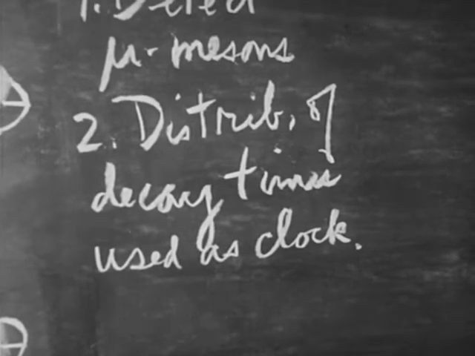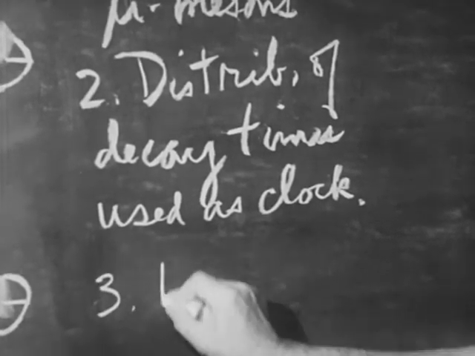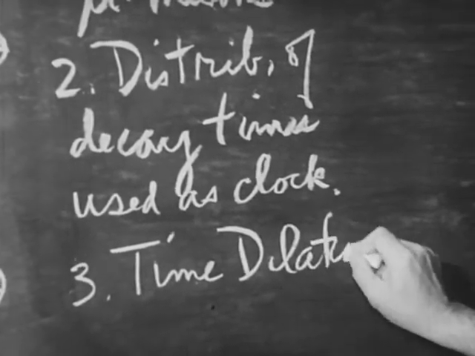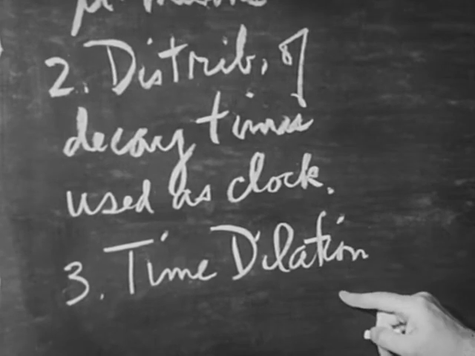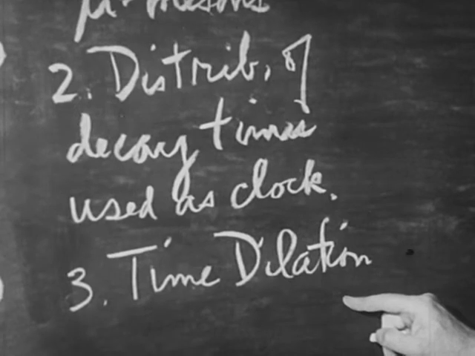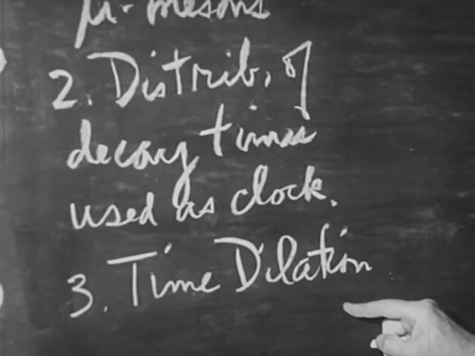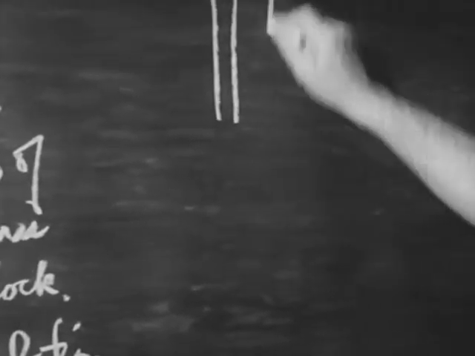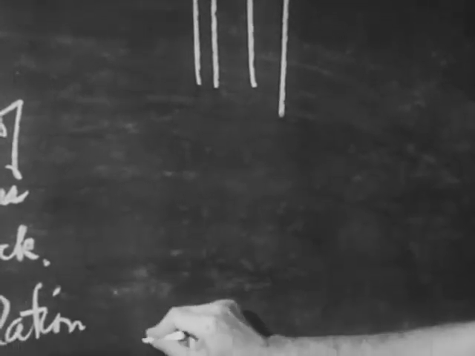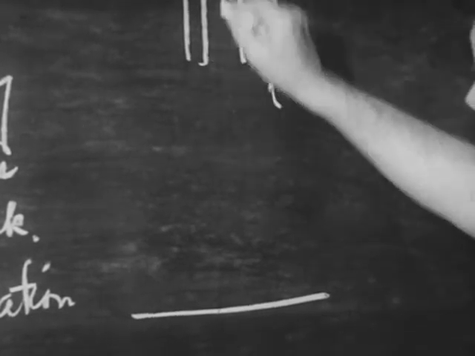Finally, we'll use these meson decay clocks to measure time dilation. We'll compare two measurements of a time interval, the measurement by mesons going at high speeds with respect to us, and the measurement by mesons at rest with respect to us. The mu mesons we'll use are produced high in the atmosphere and come shooting down toward the Earth. As they come down, some of them disintegrate in flight.